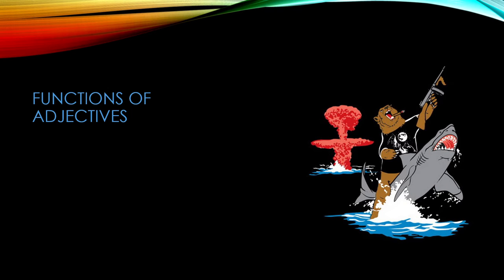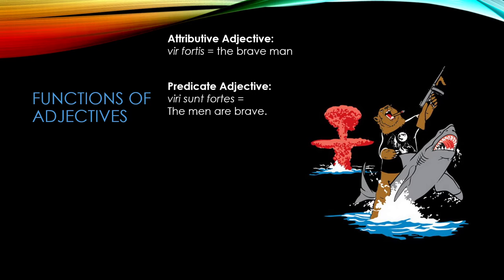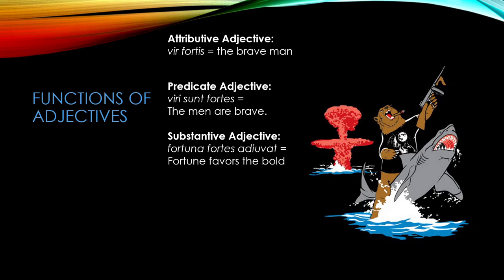There are many different uses of the adjective. We've only gone over a few. The attributive adjective is just an adjective describing a noun, as in the example, vir fortis, the brave man. There is also the predicate adjective, where the noun and adjective are separated by a form of the verb sum, to be, as in the example, viri sunt fortes, the men are brave.